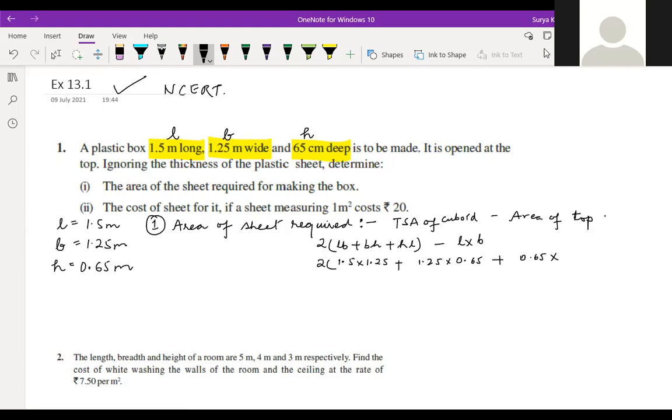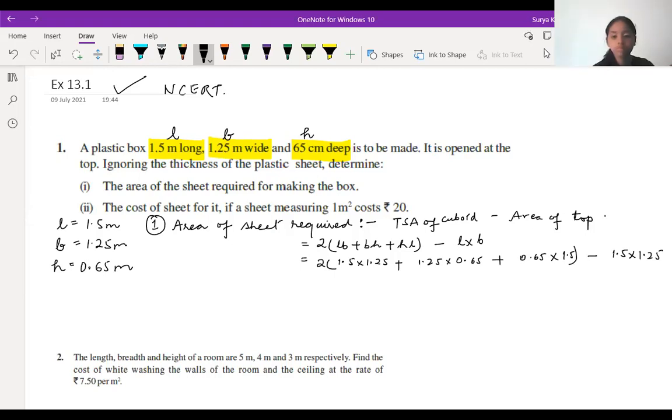Plus 0.65 into length, that is 1.5, and minus length into breadth, that is 1.5 into 1.25. Is it clear, Sriyanvi, what I wrote over here? Can you hear me, Sriyanvi? Okay, fine, children.